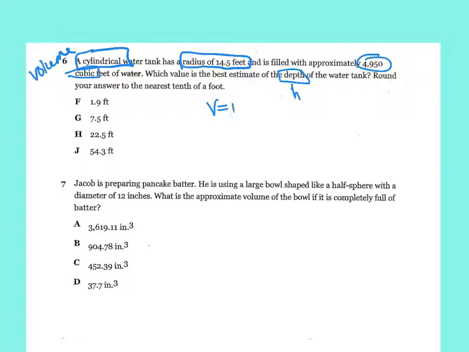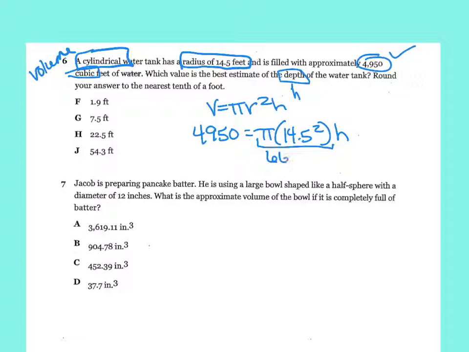Okay, so volume equals, again, pi r squared times height. And we already know the volume, that's 4,950. We know pi. We know radius was 14.5, and we're just looking for the height, or how deep it is. So just like a one-step equation, I'm going to multiply what I can over here. So pi times 14.5 squared, and that's 660.5 times h equals 4,950.